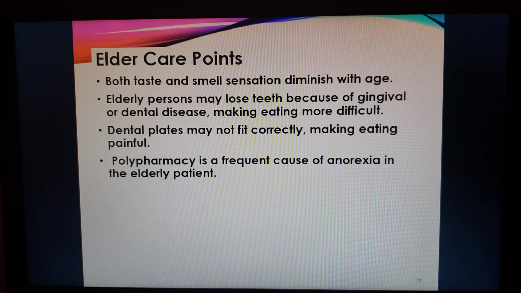Again, with our elder patients, their taste and smell diminish with age, and that affects their appetite. So elderly persons may also have lost teeth because of dental disease, and that makes eating more difficult for them. Their dental plates, as they age, may begin to fit incorrectly, and that can make eating a problem. And then polypharmacy is a frequent cause of anorexia in elderly patients.